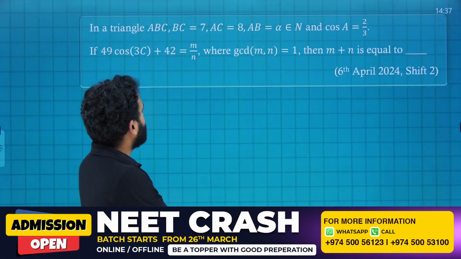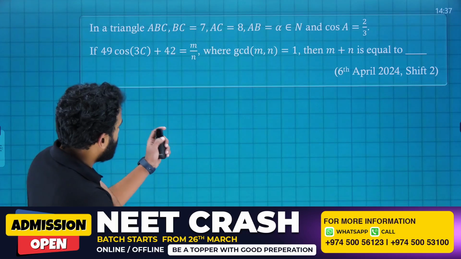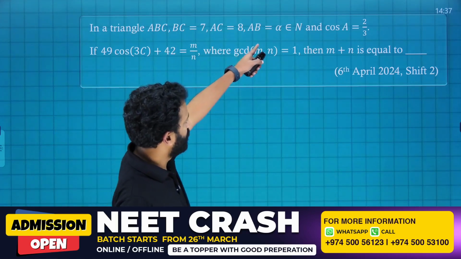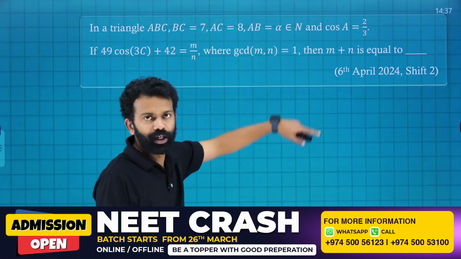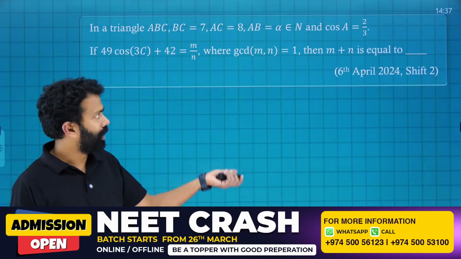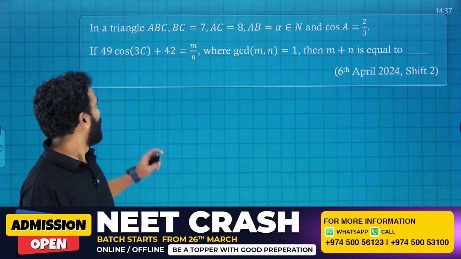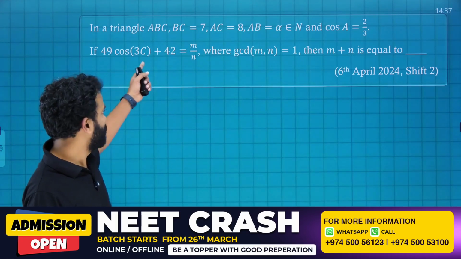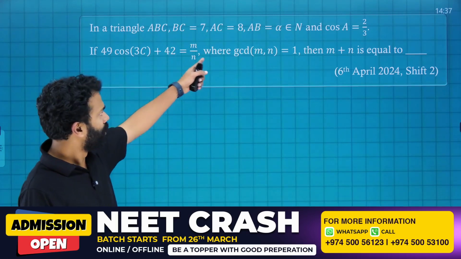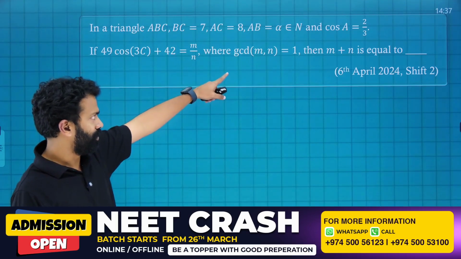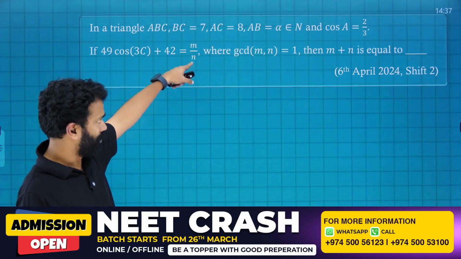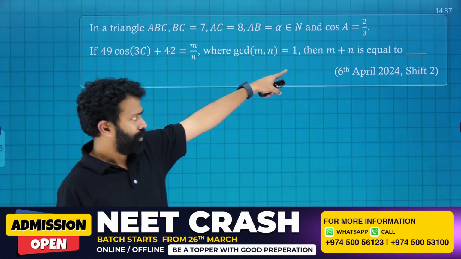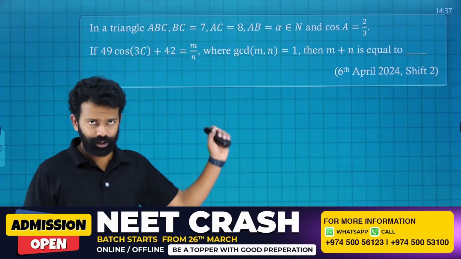In a triangle ABC, the sides of the triangle are given apart from one side, and they have mentioned that this side is an element of natural numbers. Cos A is given and that is equal to 2 by 3. And another equation is given, 4 tan cos 3c plus 42 is equal to m by n, where the greatest common divisor of m and n is 1. There is no common factor for m and n. And you need to find the value of m plus n. It's an integer type question.